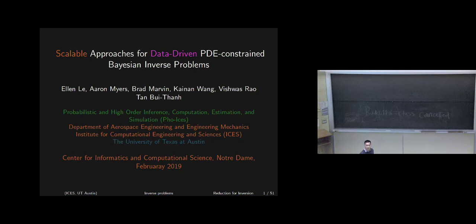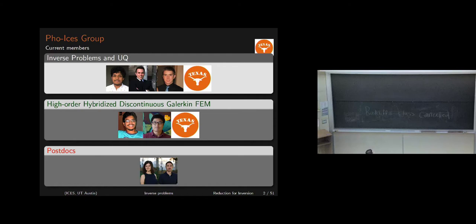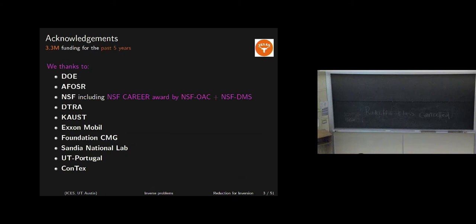This is my current group: four students in inverse problems and UQ, and these two guys doing machine learning. I also do work on high order finite element methods. We have three students here. Notice that they refuse to be in the picture, so I decided to put the UT logo there instead. I have two postdocs here currently. Over the years, I have been getting funding from standard sources like DOE, Air Force, NSF, also ExxonMobil, and also international collaborations.